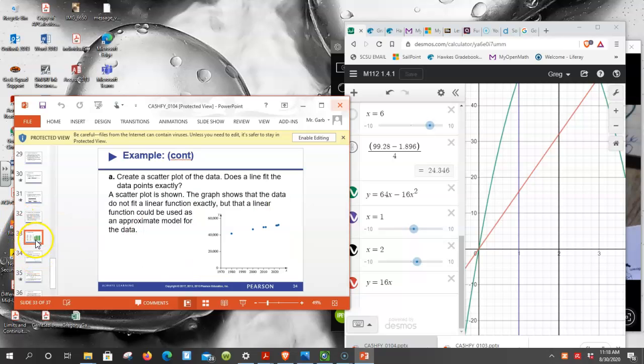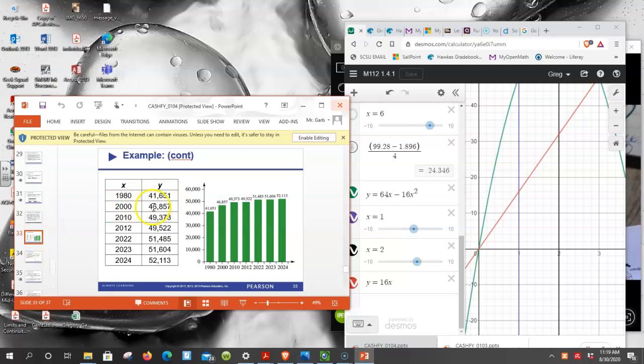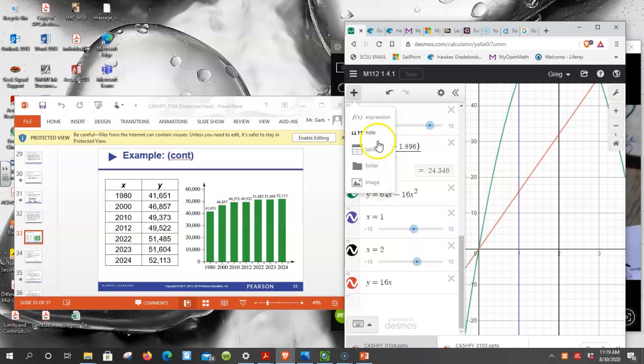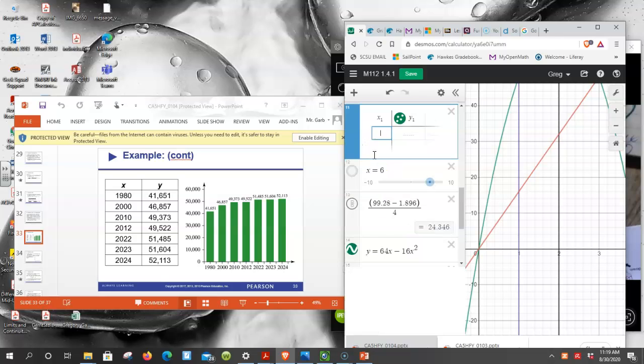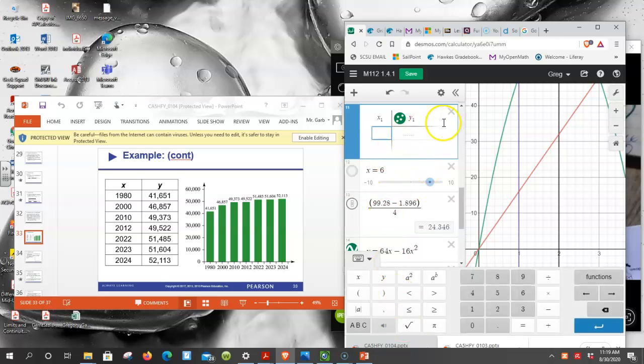into a table, just like that. 1980, this number, 2000, this number, 3000. So type that in your table. You can do that in Desmos if you like to. You just get your table and type that in and do that there. So we don't need to do that right now. We got it.